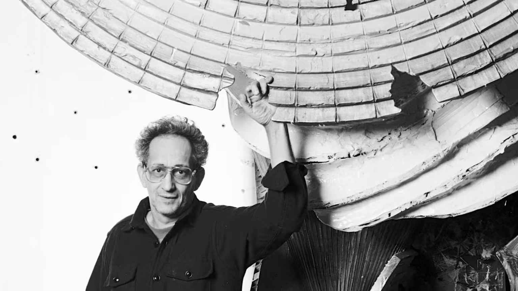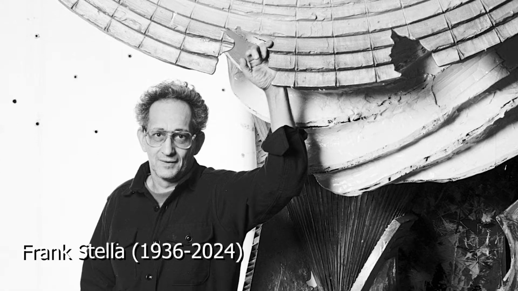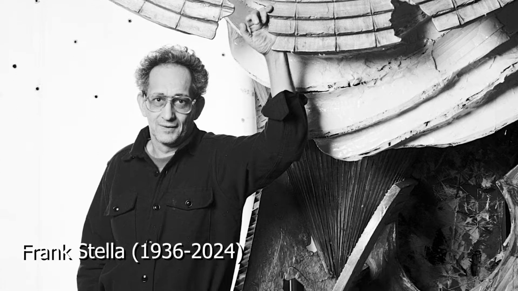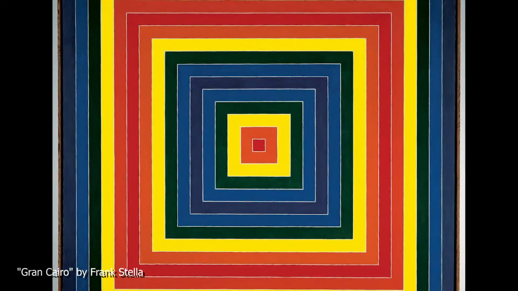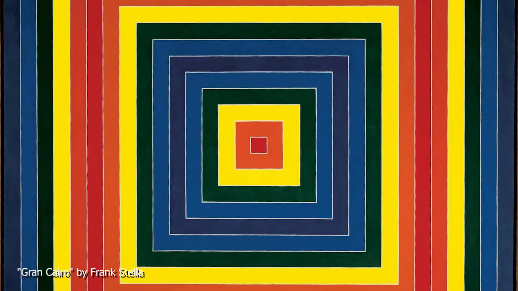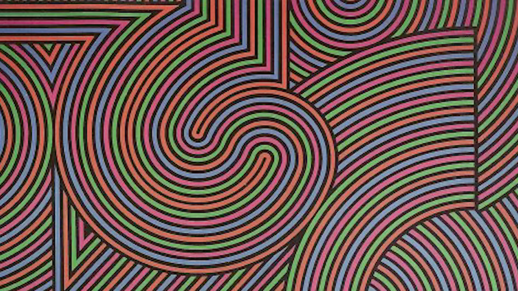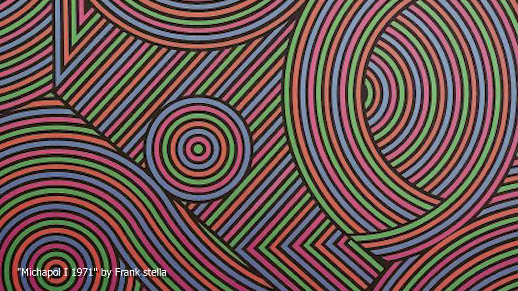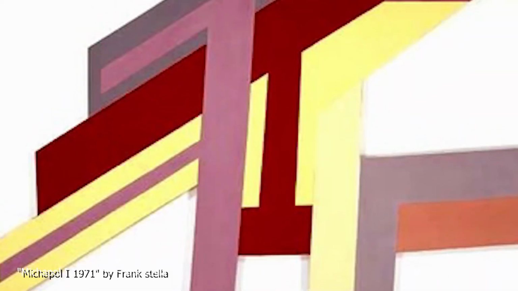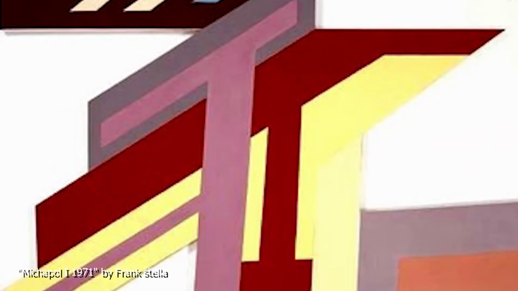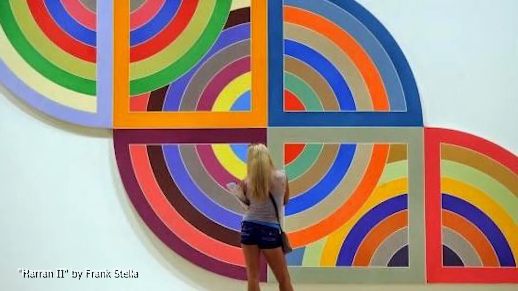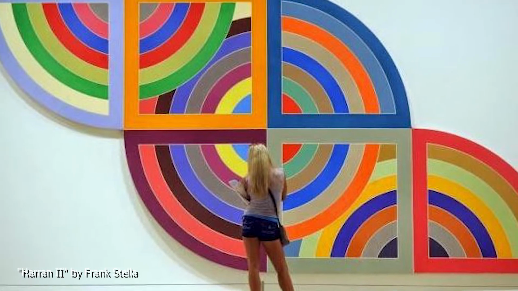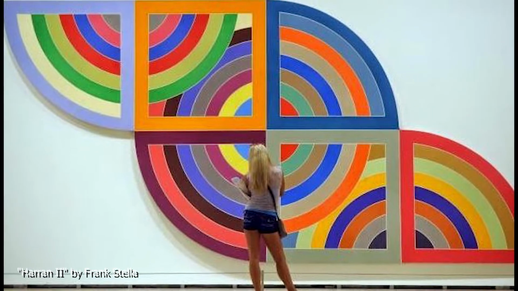We also have Frank Stella. Stella's method of working systematically in a series emphasized his problem-solving approach to painting. He arranged flat color fields into repetitive geometric patterns and created all-over non-illusionistic surfaces. His logic, control, and extreme reductionism prefigured minimalism. That's pretty cool.